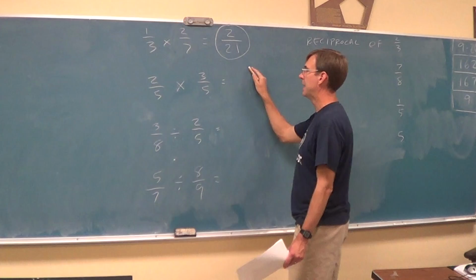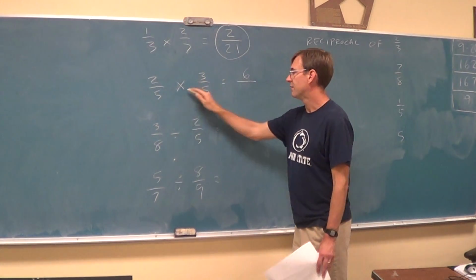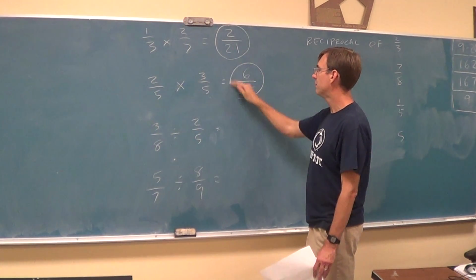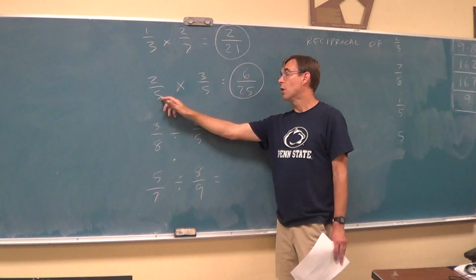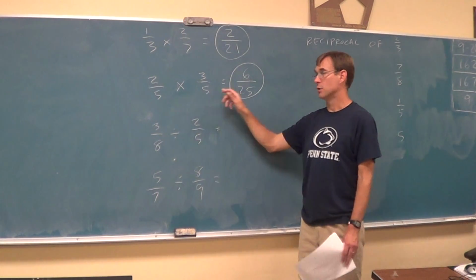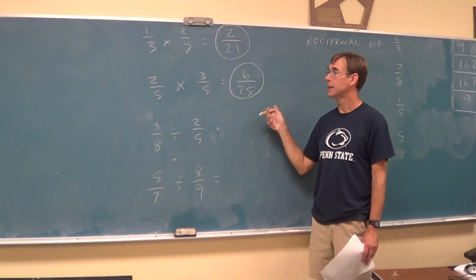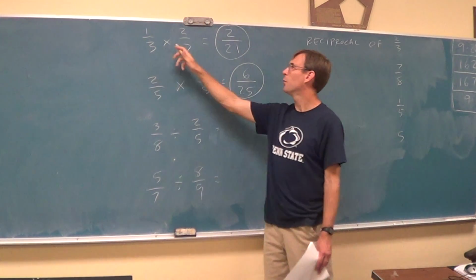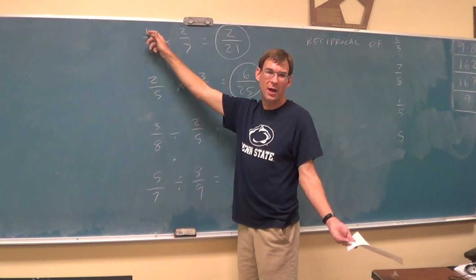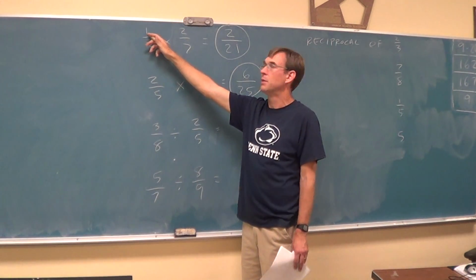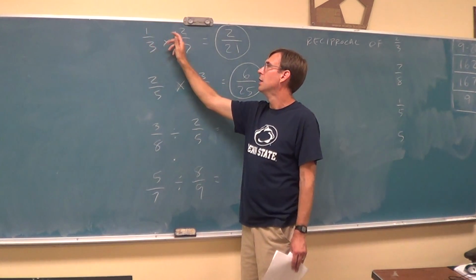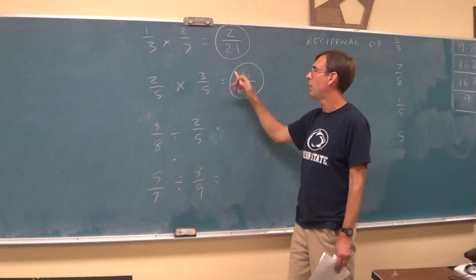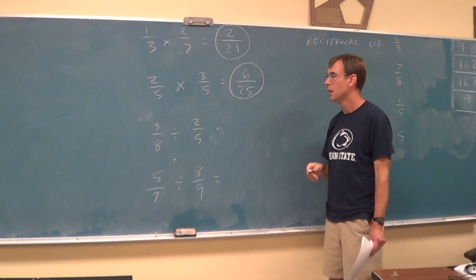2 times 3 makes 6. 5 times 5 makes 25. That's it. We do not, again, worry about common denominators. The bottoms and tops are generally going to change as you multiply. The only way things don't change is if you multiply by 1. Multiply by 1 just stays the same. It's probably something you've learned over the years. But generally speaking, as you multiply across, the numbers change.